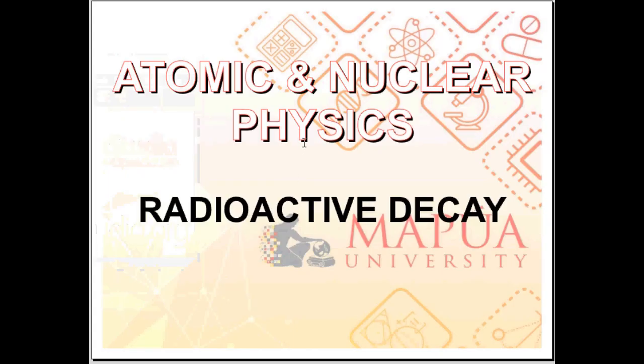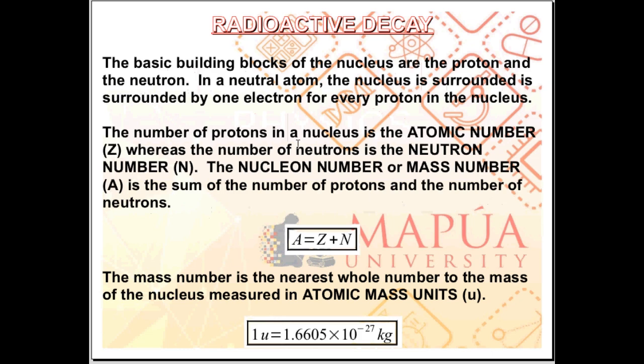In this video, we take a look at the concept of radioactive decay. The basic building blocks of the nucleus are proton and neutron. In a neutral atom, the nucleus is surrounded by one electron for every proton in the nucleus. The number of protons in a nucleus is referred to as the atomic number Z.